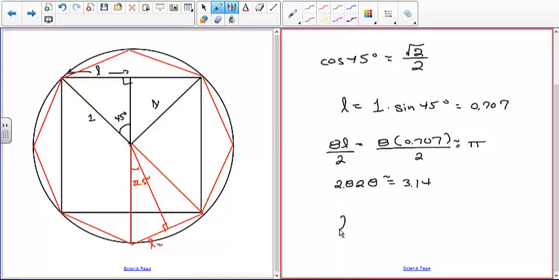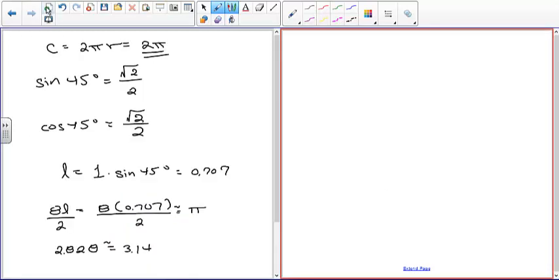So L is going to be equal to 1 times the sine of 22.5 degrees. Now the question is, what is the sine of 22.5 degrees? It's not half of that. So how do you figure that out? Well, you need a half angle formula, and that's typically not taught. You're usually given the double angle formula.